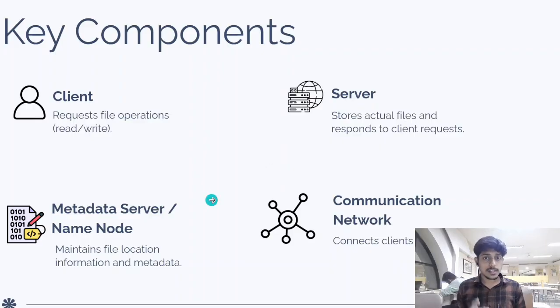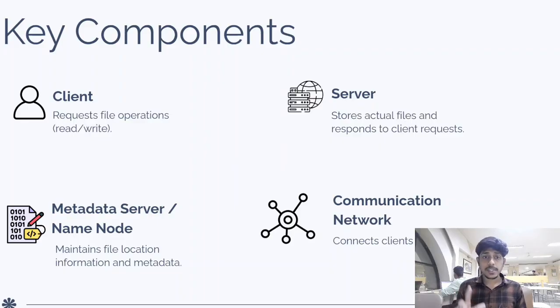Now, this third one is the most important part to understand. The metadata server, which is also a name node in a system like Hadoop. It's an example of it. So, what is metadata? Metadata is data about data. Let's have this analogy. Let's think of it like a giant library.